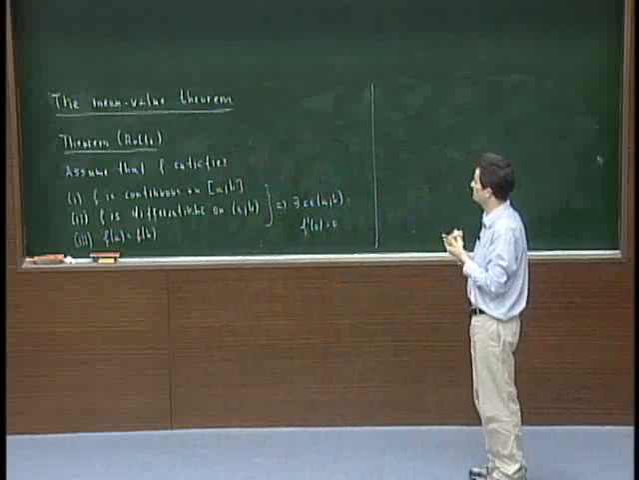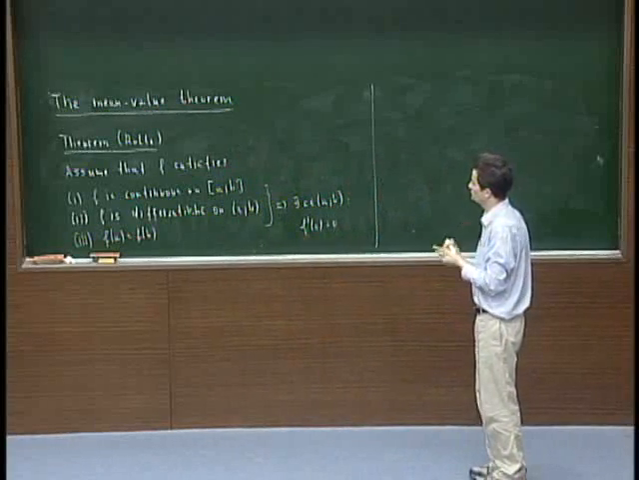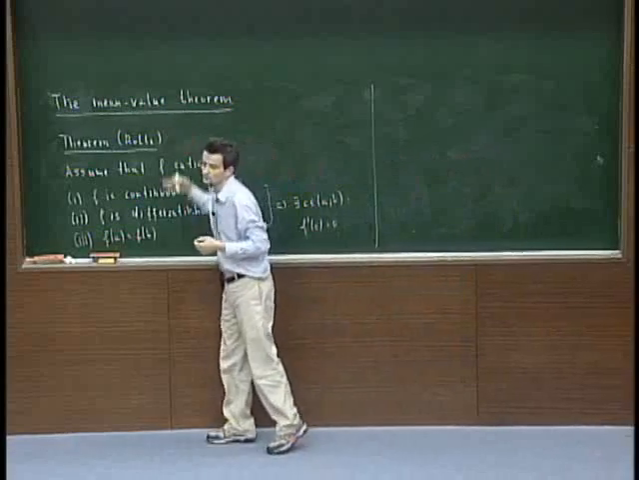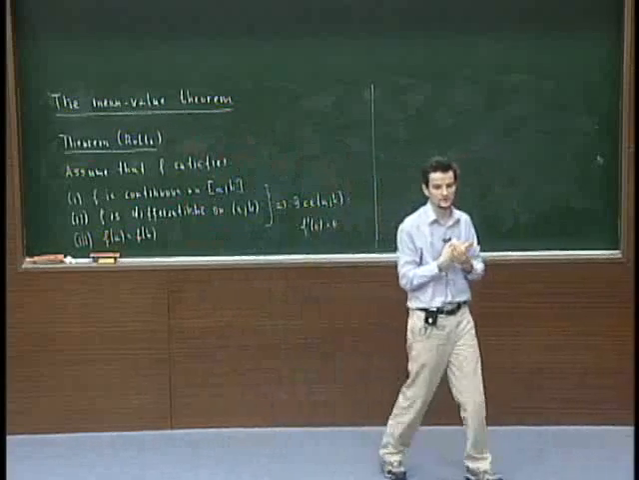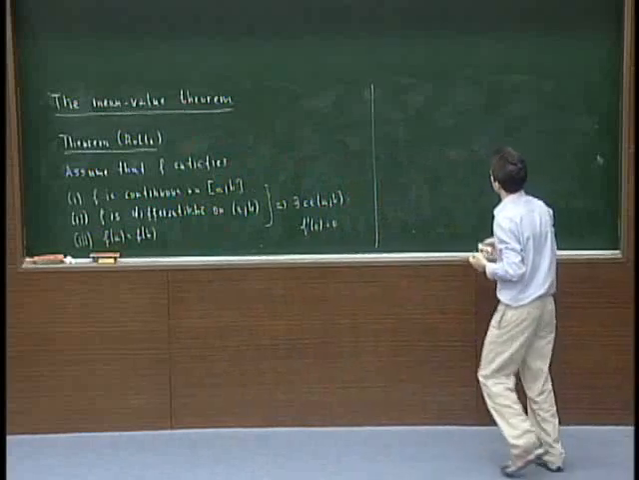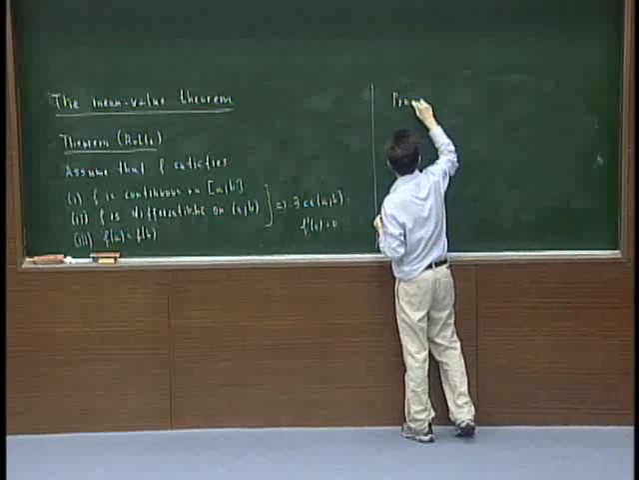And this result will be our first result towards the mean value theorem. We will use this in order to prove the mean value theorem. That's essentially why we consider it. Okay, now how to prove this result?